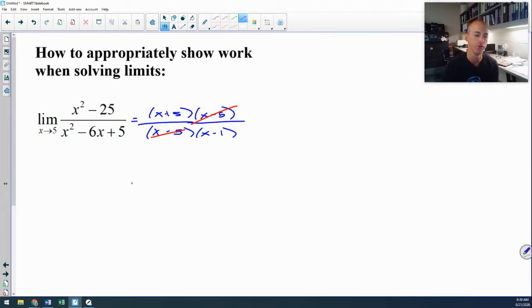And once you cancel, you do direct substitution. And I'm approaching 5. So 5 plus 5 is 10. 5 minus 1 is 4. And if you're feeling smart, you can reduce that to 5 halves. And that is the correct answer. So 5 halves is correct.